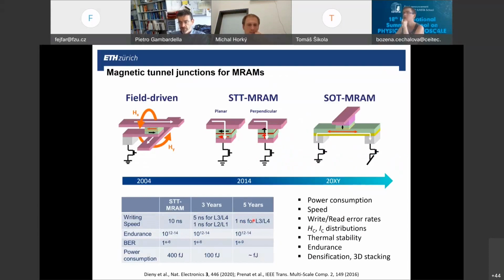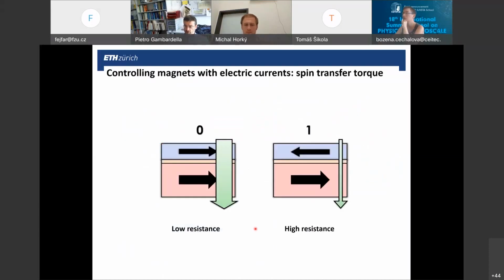So let me first explain the basic principle of a memory based on a magnetic tunnel junction. Here you have a device that is formed by two magnetic layers that are separated by a non-magnetic layer. One layer has a fixed magnetization that is called the reference layer. Another one has a free magnetization, so that can be switched between one orientation and the other. And so this forms a parallel or an anti-parallel magnetic configuration. And you can decide that the parallel configuration represents a 0 state and the anti-parallel a 1 state.